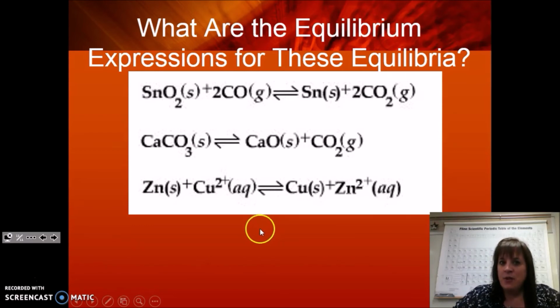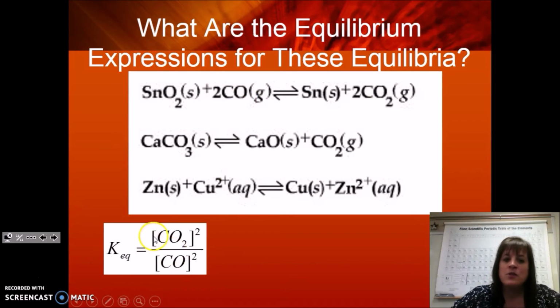If you did this correctly, for our first equation here, we have a solid for a reactant. We also have a solid for a product. So those don't go into our equilibrium expression. We can cross them out. So we just have one product, which we're going to raise to the power of 2, over our reactant, also raised to the power of 2. So if you put bracket CO2 squared over bracket CO squared, you did that correctly.